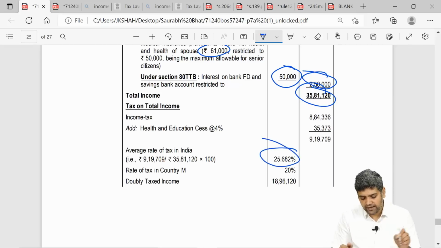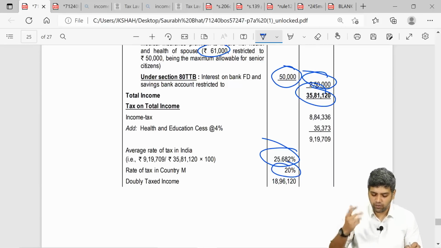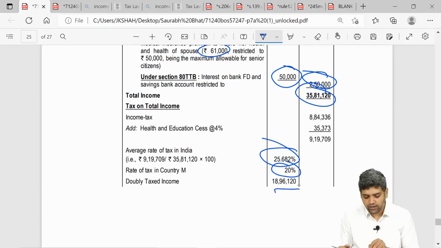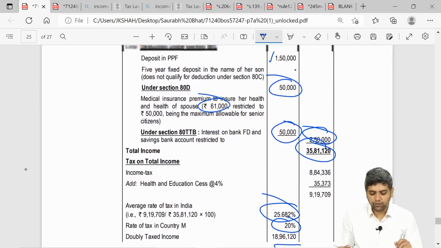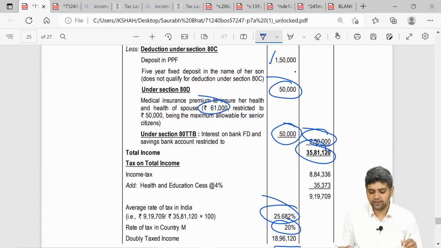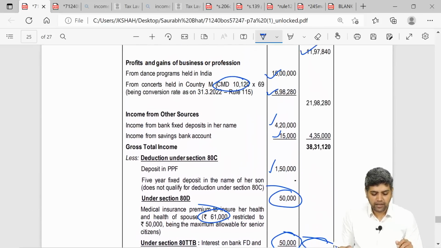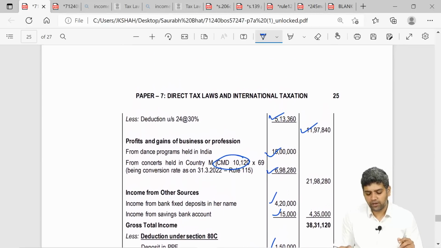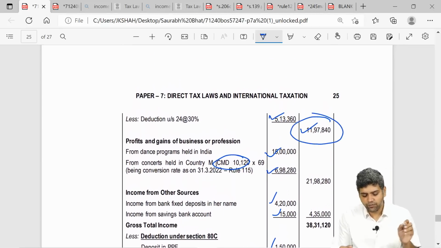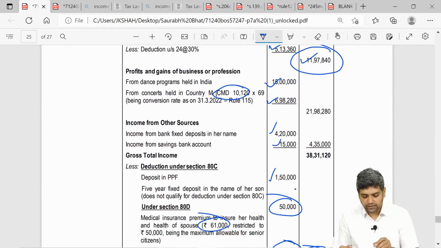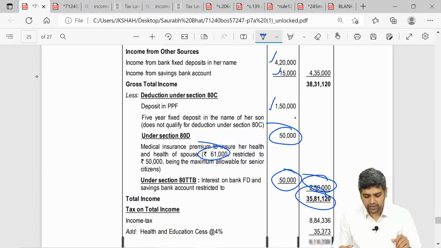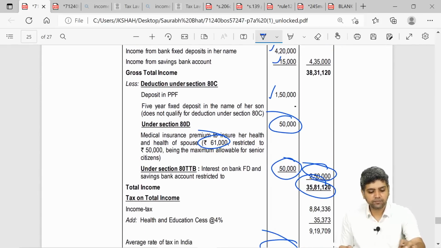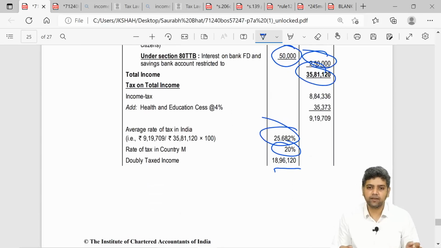So step 3, average tax rate in India. The rate of tax outside India is 20%, so lower of the above is 20. But then I look at what is the doubly taxed income. Here, if you remember, we had discussed the case of Dr. R.N. Jhanji, wherein it was held that you need to consider the net double taxed income. So net double taxed income, first and foremost, 11,97,840 is the rental income. 6,98,280 I will add to that. So that gives me 18,96,120. That's net double taxed income.